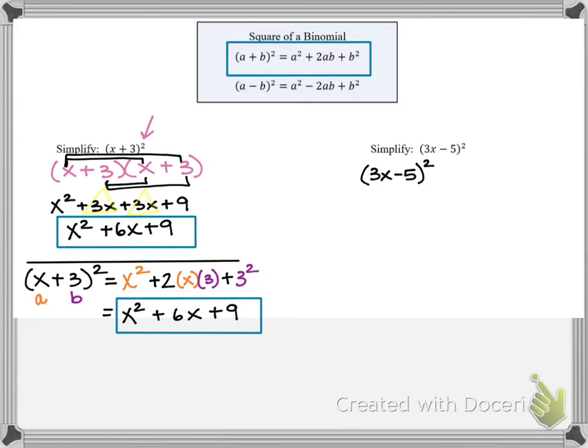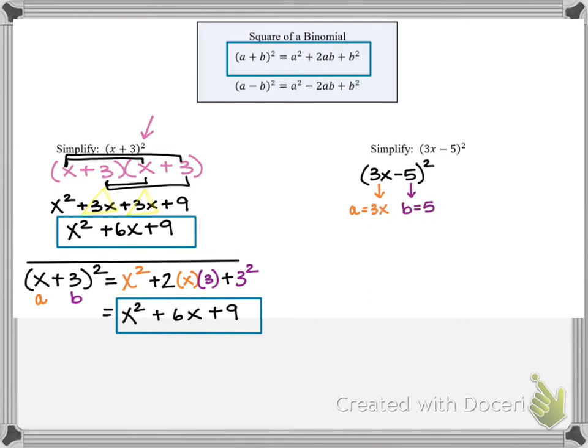So if you want to pause the video and think of it as 3x minus 5 times the binomial 3x minus 5, and if you want to do the distributive property, go ahead, but then come back and try the pattern. Okay, so now we're going to use the value 3x as our a value. Now, our b value is just 5.